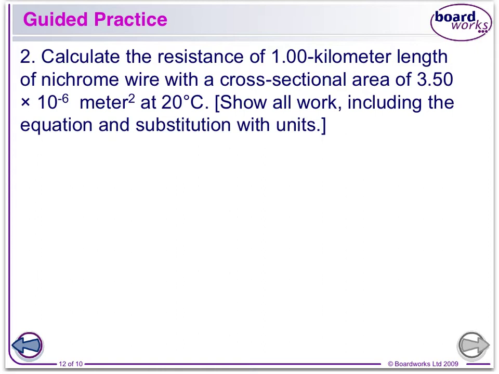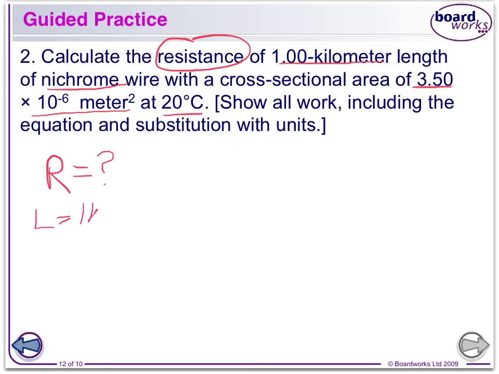Here we have a more straightforward problem. We're looking to find the resistance of a 1 km length of nichrome wire with a given cross-sectional area at 20 degrees C. So we're looking for the resistance. But in this case, the tricky thing is the length is 1 km, but we need it in meters. Going to a reference table, we find that's 1 times 10 to the 3 meters.